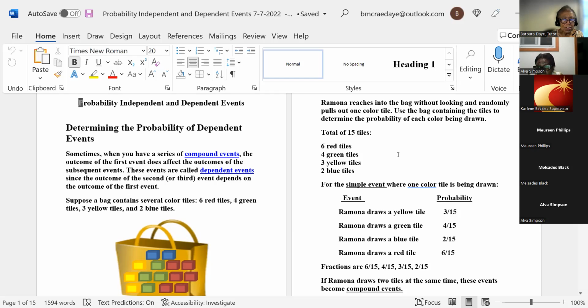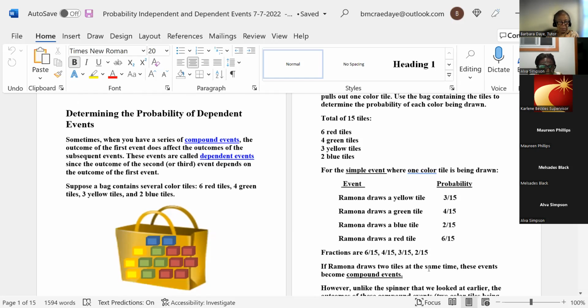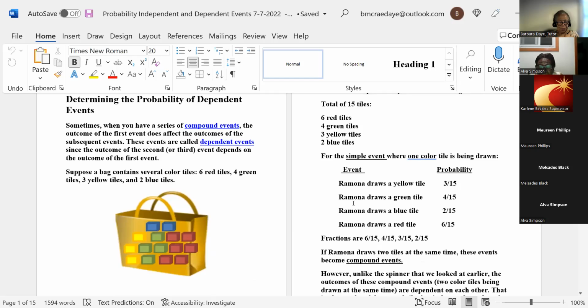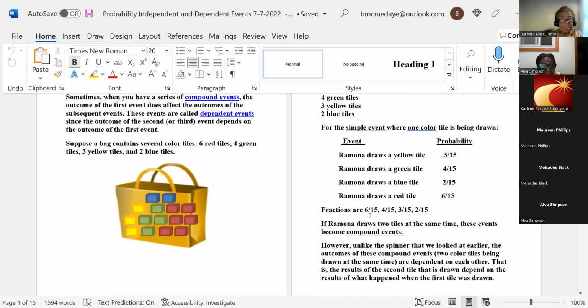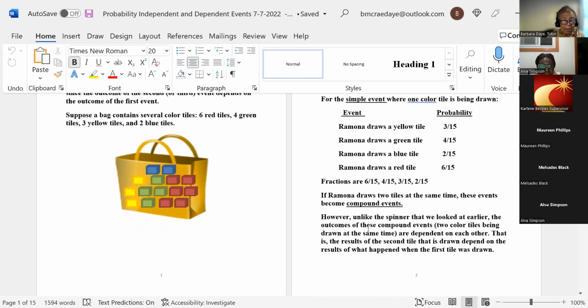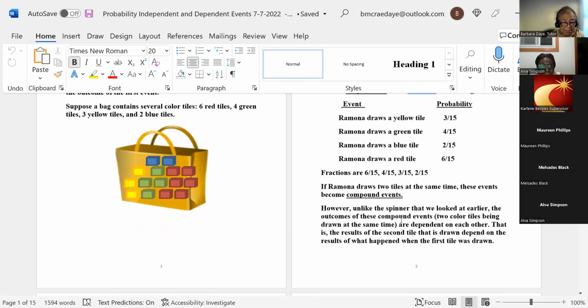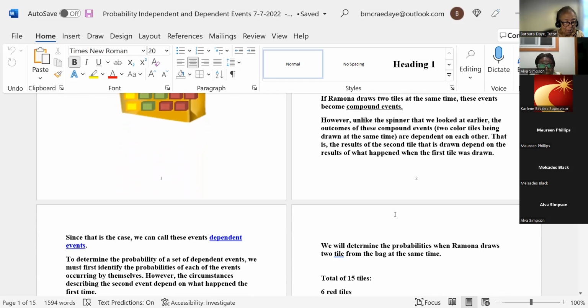6/15. 6/15. Okay. Maureen, what's the probability of getting a green? 4/15. Okay, so we've got them all right here. They're the probabilities. All right. Now, those are the simple events. Now, if you draw two tiles at the same time, those are what we call compound events. And that's where you get dependencies, a dependent event.